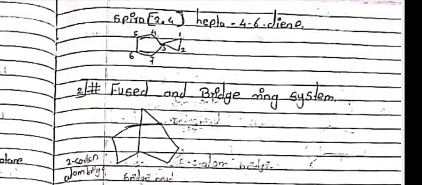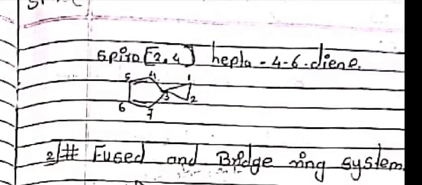According to the IUPAC rules, numbering starts from the smaller ring, then goes to the larger ring. In the smaller ring, numbering starts from the carbon atom which is nearest to the spiro atom but not the spiro atom. So in the smaller ring, numbering starts nearest to the spiro atom, 1, 2, then comes the spiro atom 3, then the larger ring 4, 5, 6, 7. So here the numbering is already given. In this numbering the double bonds are at two places, carbon 4 and carbon 6. So it is not just heptene, it is hepta-4,6-diene.